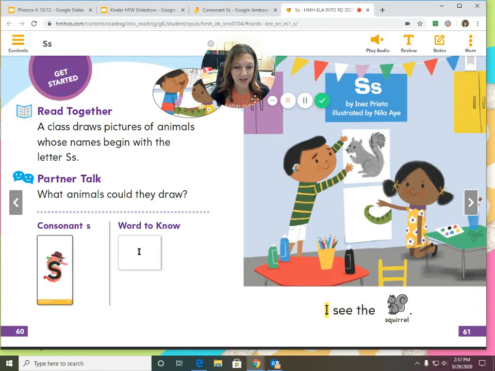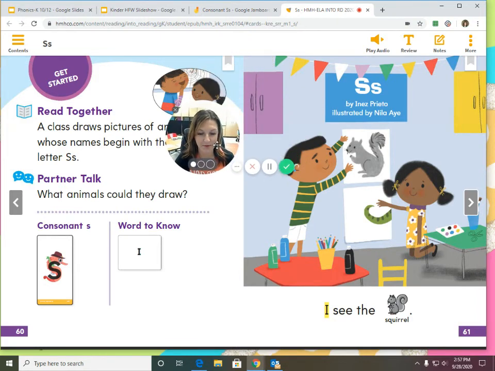So look over here at the title of our book. I'm going to move me to the side there. The title of our book today is called S. And here is the author, Inez Prieto, and it's illustrated by Nyla A. And illustrated means they are the person who draws the pictures.